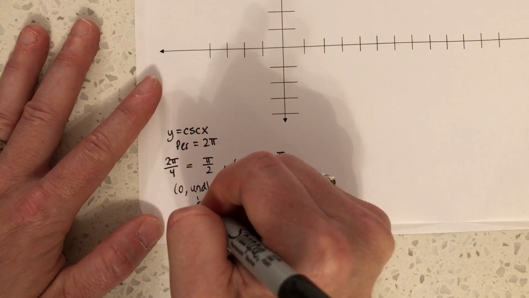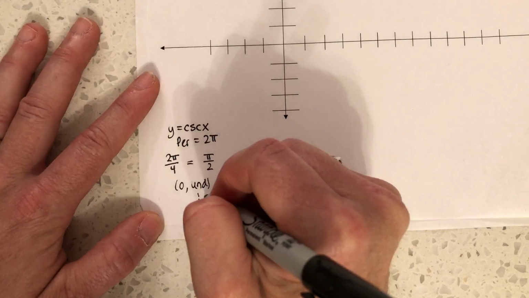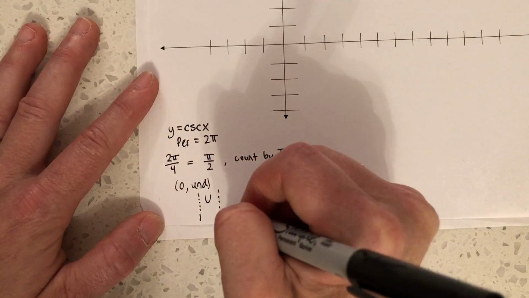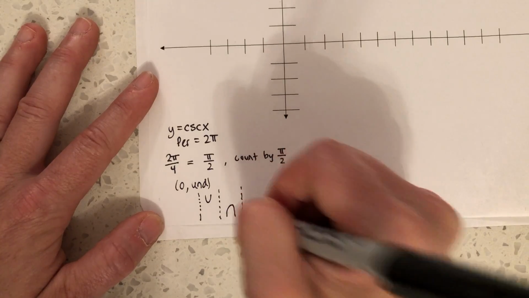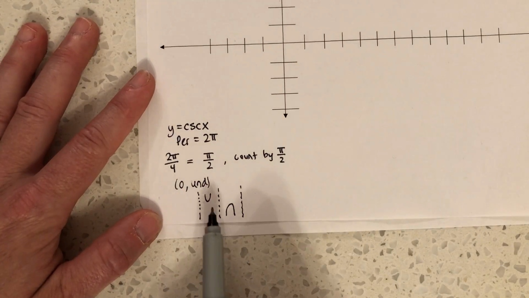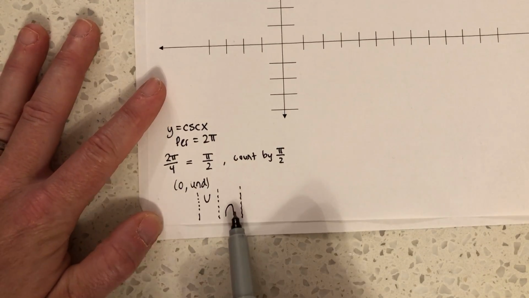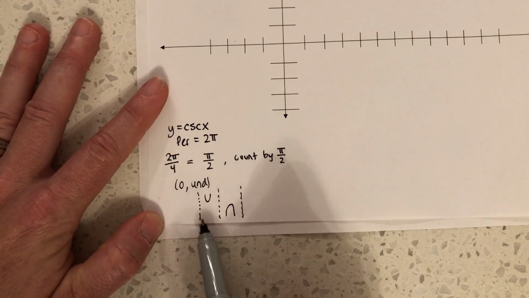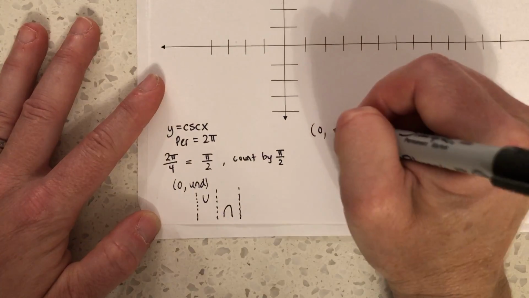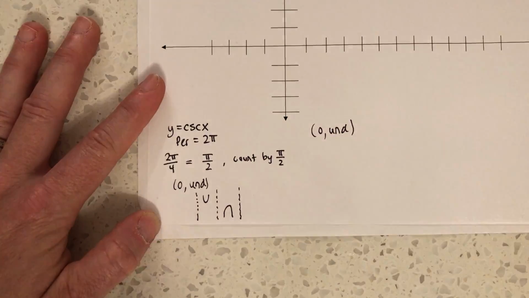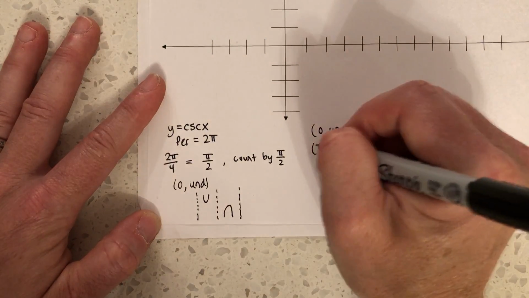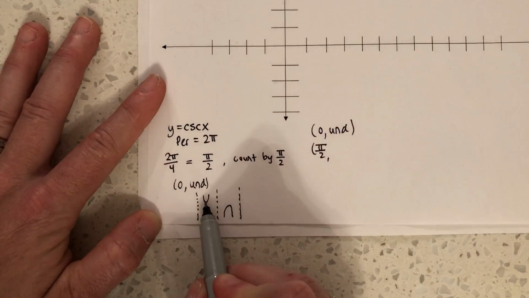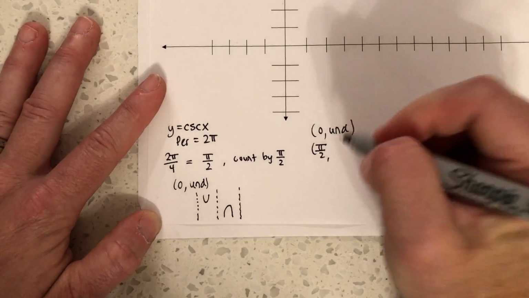So it was a vertical asymptote, up parabola, vertical asymptote, down parabola, vertical asymptote. That's what his first cycle looked like. So his main key points counted by pi's over 2, and it started at 0, undefined. Then it went to pi over 2, and it had a 1, right? That parabola started at a 1.